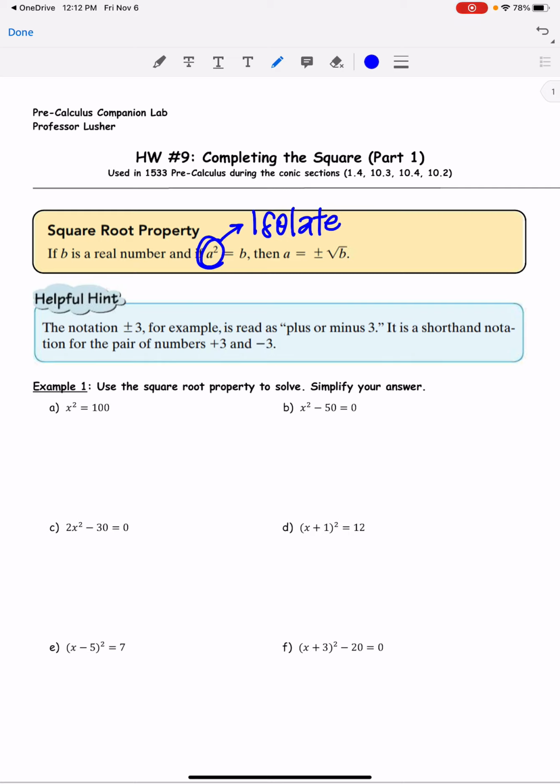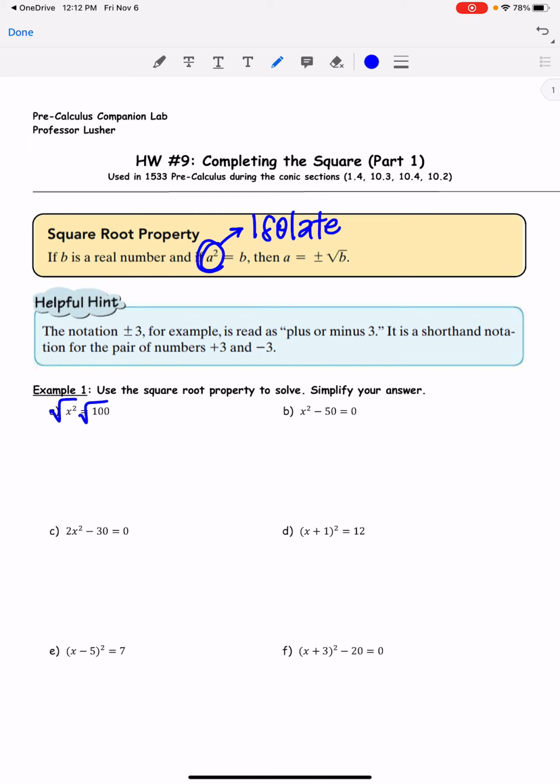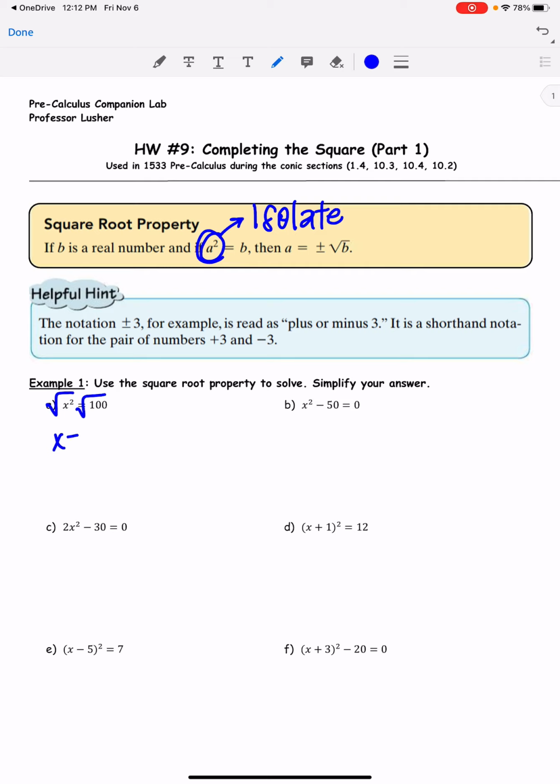So here on example A, you've got x squared equals 100. Well, that squared term is isolated. So take the square root of both sides. The square root of x squared is x. And then we get the plus or minus of square root 100. Well, the square root of 100 is 10. So my answer is plus or minus 10. Right, and what that means is x could equal 10 and negative 10.